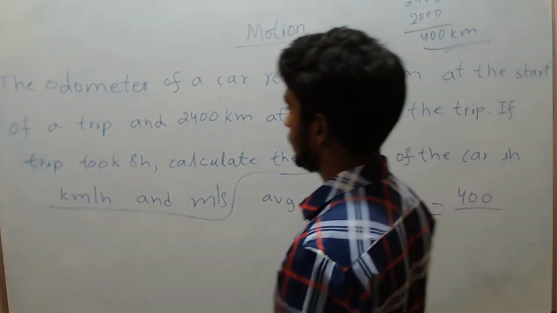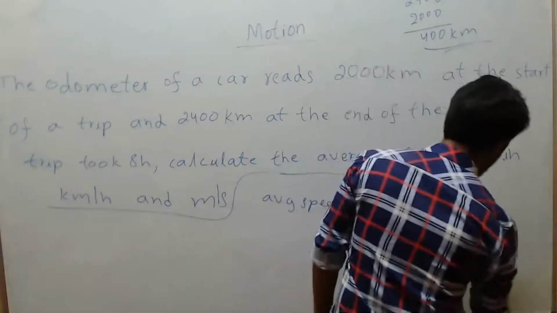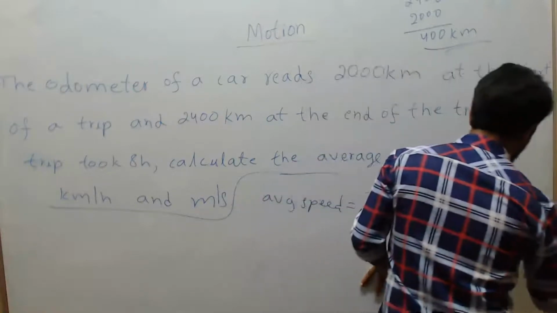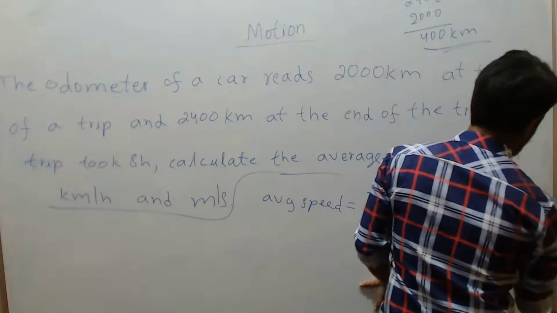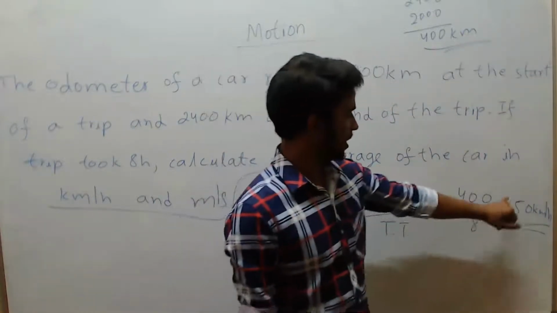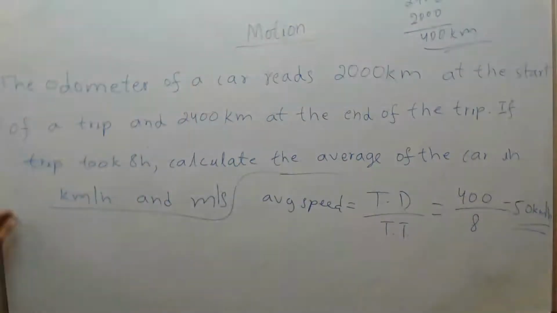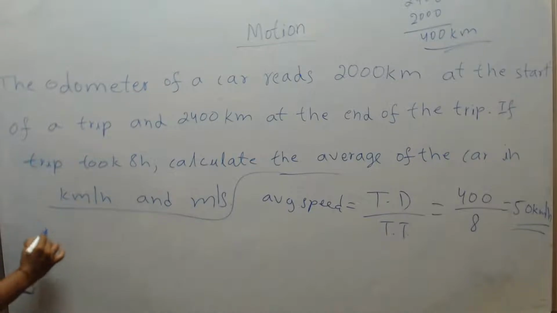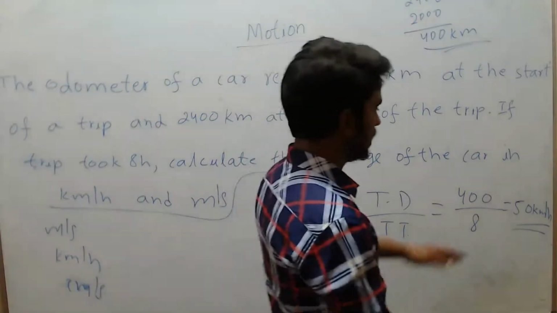Then what is the time taken? The trip took 8 hours, right? So what is the answer? The answer is 50 kilometer per hour. Why? Because here distance is in kilometer and time in hours. I have told you, we can write average speed in meter per second or kilometer per hour or centimeter per second. Now here the average speed is 50 kilometer per hour.